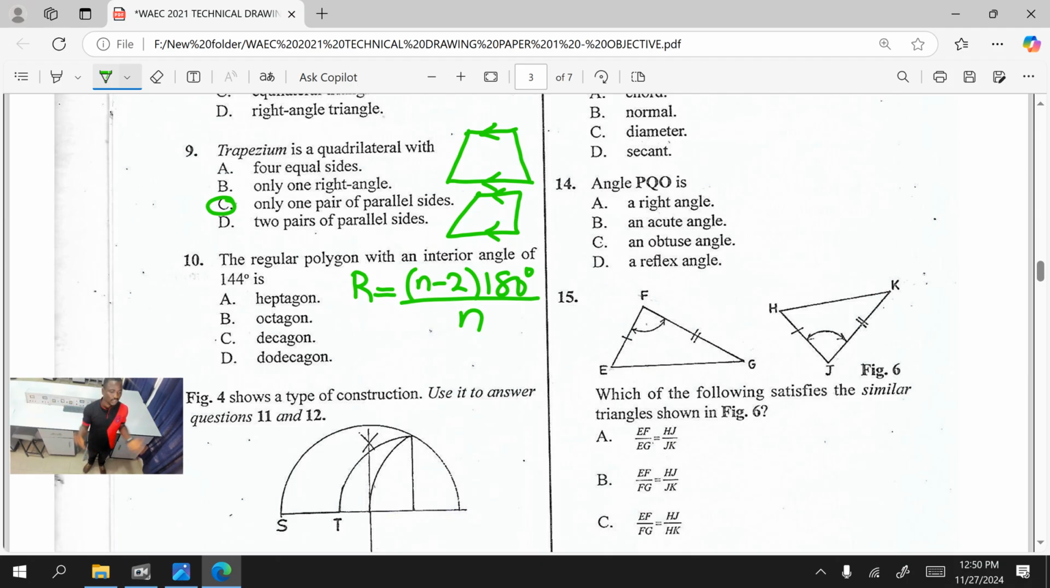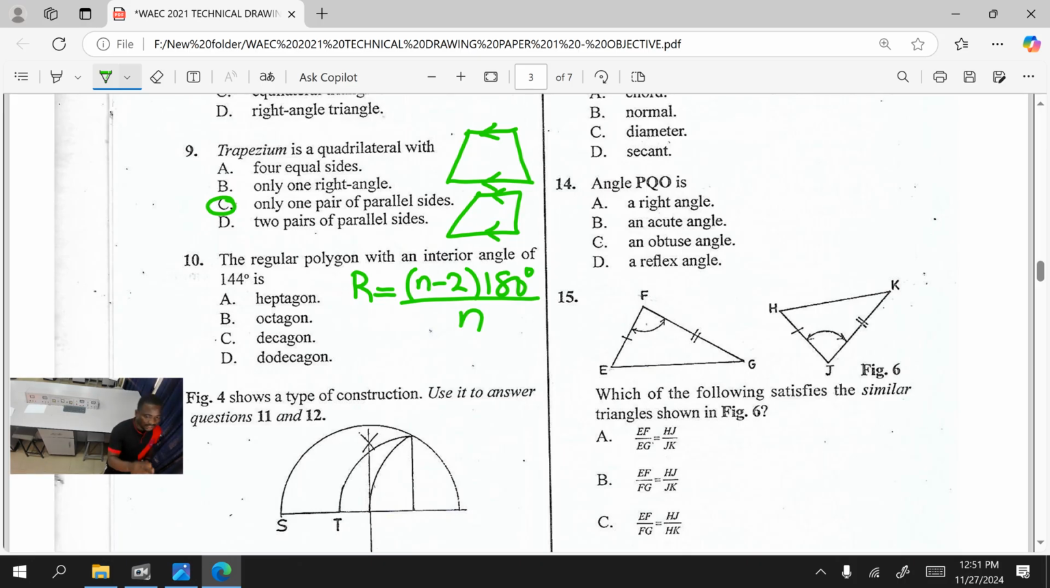So if they are asking you for the sum of the interior angles of a regular polygon, you are to use (n minus 2) into bracket 180. But in this case, when they are asking you for each one of it, do you get it now? You have to divide that formula by n. So this is the formula for finding each interior angle of a regular polygon. Do you get it now?